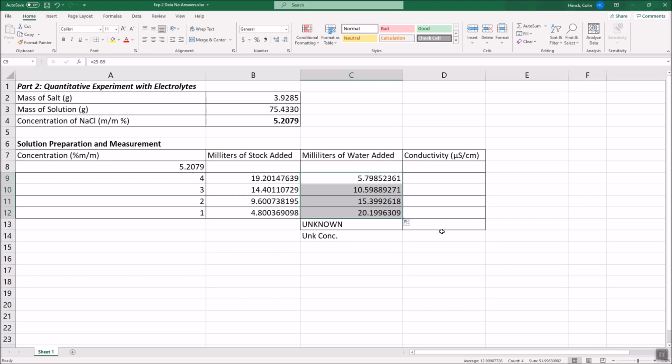But one word of warning I would like to give you is, please make sure that you keep all of your solutions, because if you accidentally measure the same one twice, which is very common, and you dumped it out, you obviously can't remeasure it. But if you still have the solution, you can measure it again.